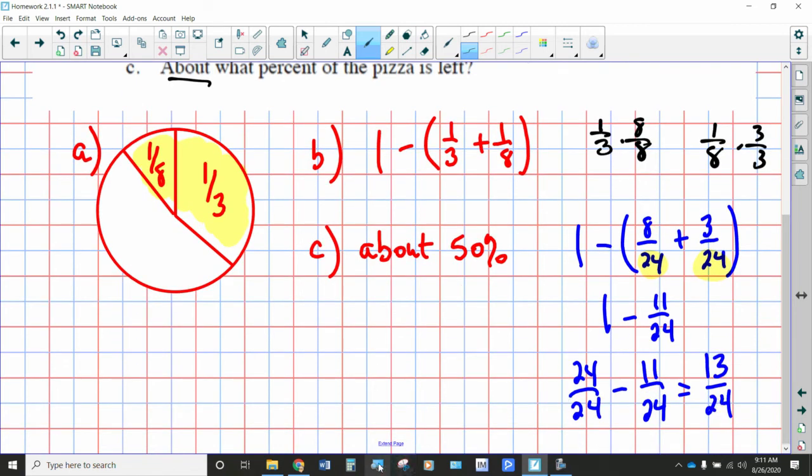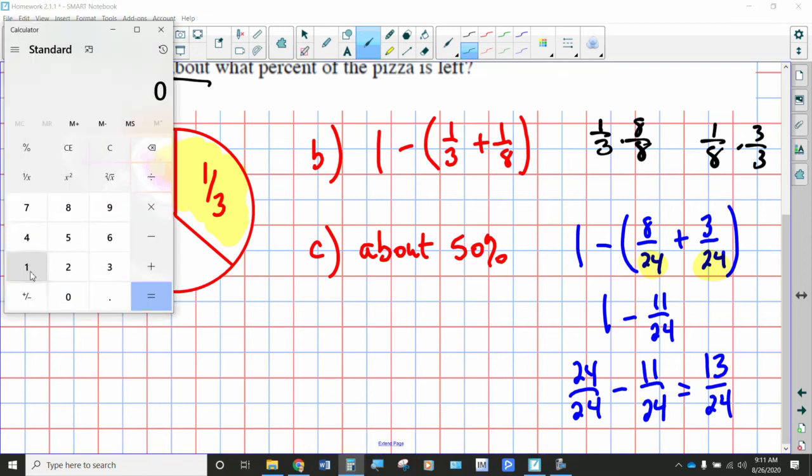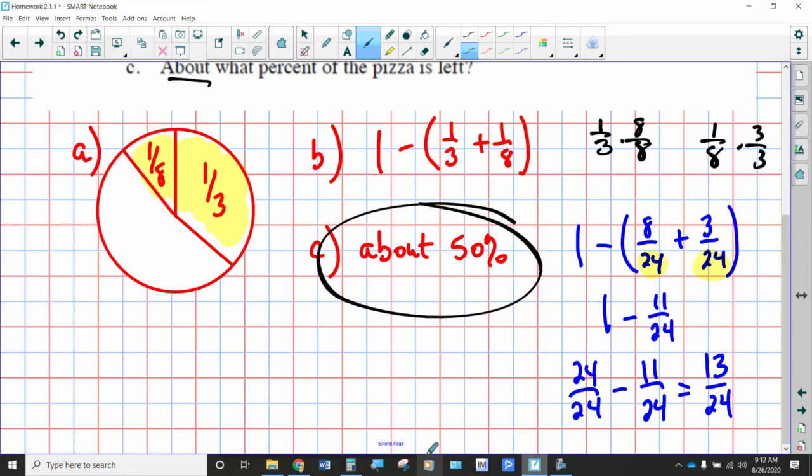If you wanted to know exactly what it was, you'd take 13 divided by 24, and you'd get the decimal number of 0.5416. So you move that decimal 2 places to the right. It's about 54%, but I just rounded it to 50%. So if you said 54% or 52%, somewhere in that range, you got it right, because you weren't expecting to come up with the exact answer, just a close estimate.